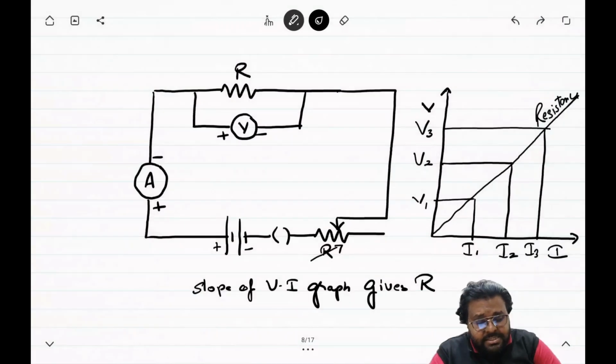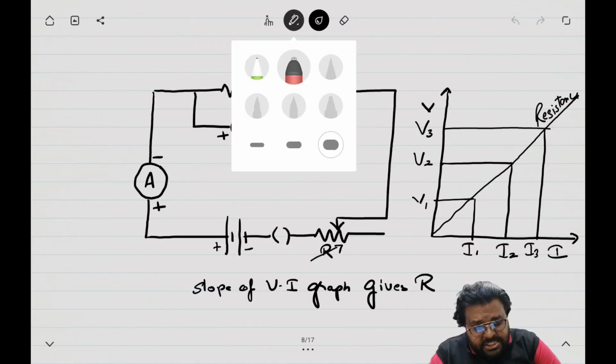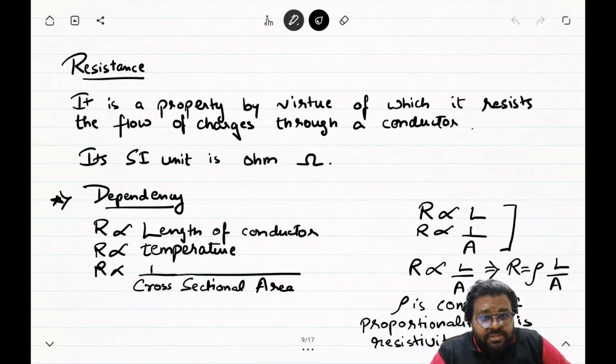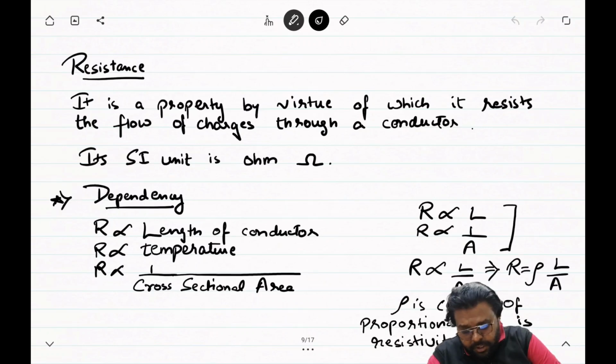Now what is resistance? Resistance is basically a property of a substance by virtue of which it opposes the flow of charges through a conductor. They are the speed breakers. If a vehicle is being driven at a particular speed, to control its speed, various speed breakers are made on the road. Resistance is similar to a speed breaker. It opposes the flow of charges.